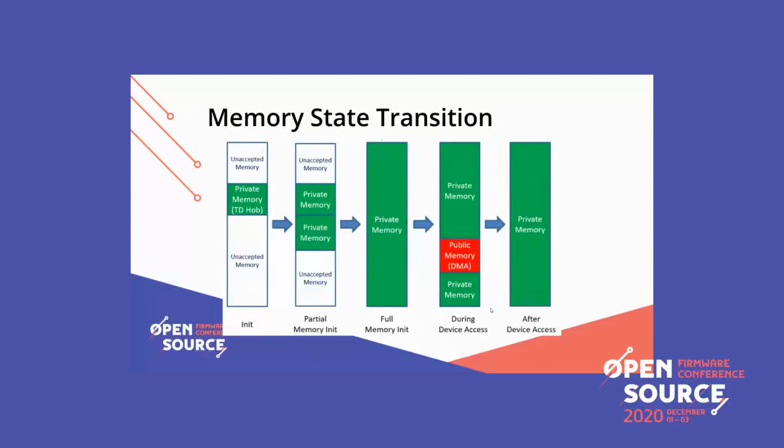Fourth, if a virtual device requires a DMA buffer, then the TDVF converts the private memory to shared memory. Fifth, after the DMA buffer is used, the TDVF converts the shared memory back to private memory.